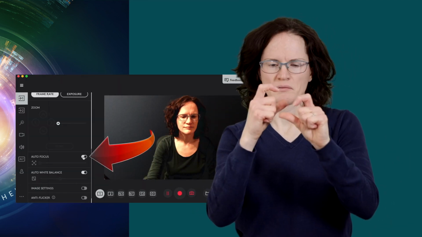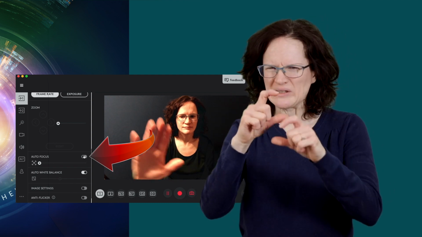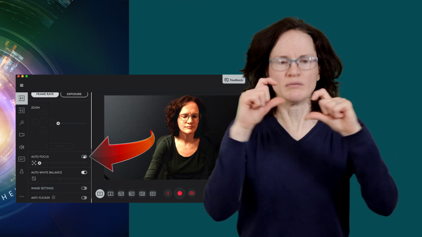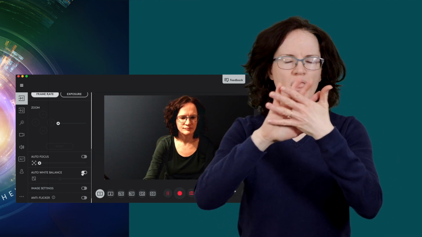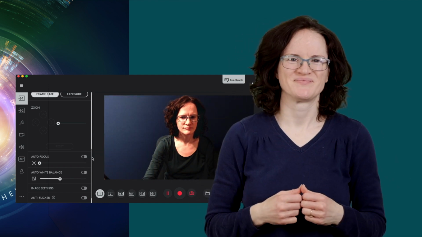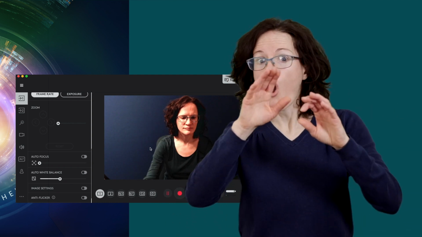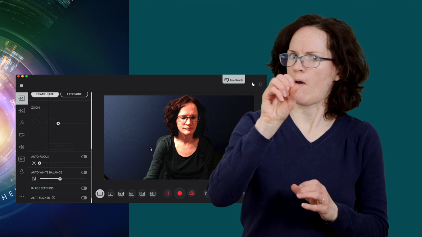The autofocus can be disabled through the camera's app. If you leave it in autofocus, the camera will try to focus on your hands, then your face, then your hands, resulting in a blurry image. Not pretty. It's really important that the autofocus is disabled.